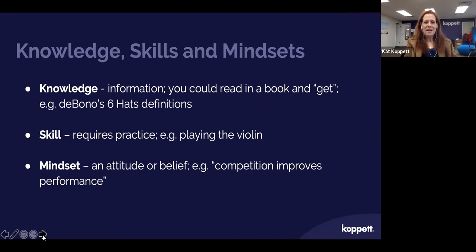And finally, mindset. A mindset is an attitude or a belief. For example, competition improves performance. One of the things that training can do, theoretically, is shift mindsets. So my stance with all of this is simply that when we are bringing AI into training, any good training has to acknowledge that it's all three of these things that we may be trying to do.